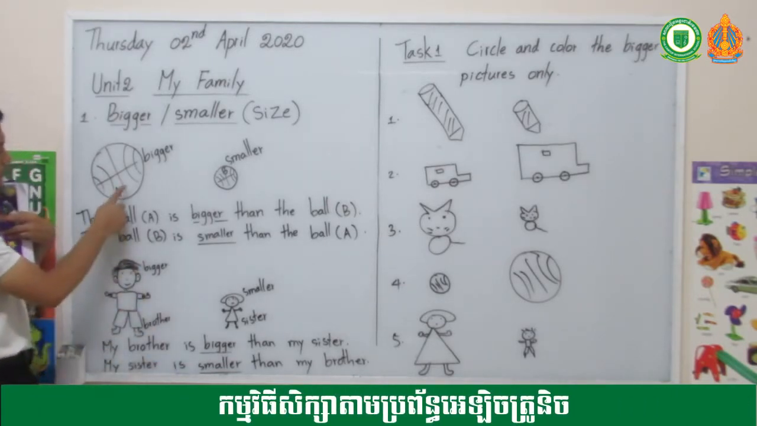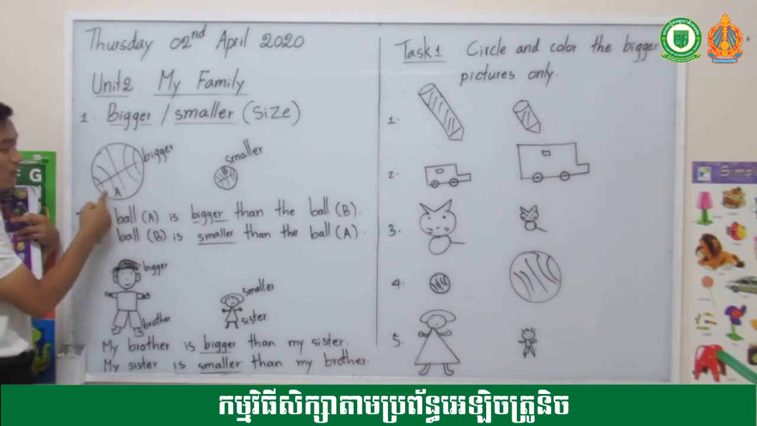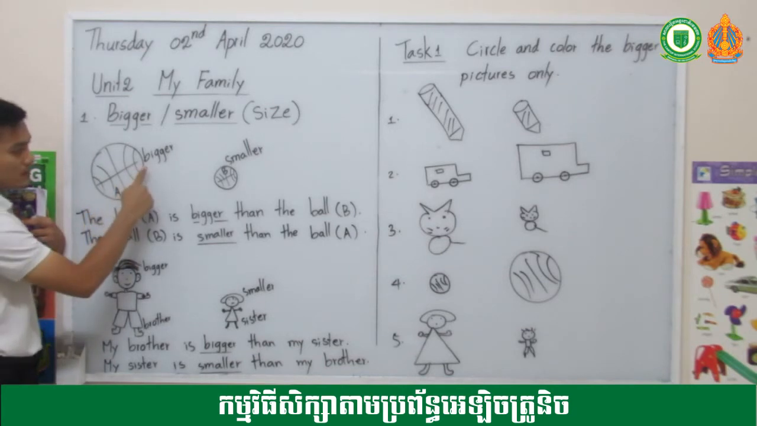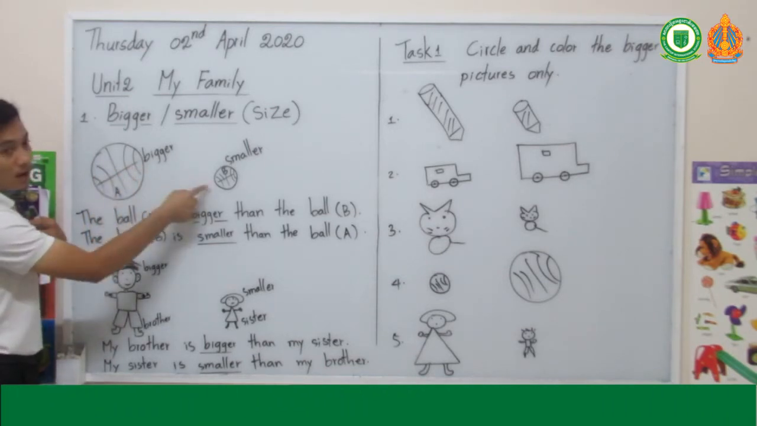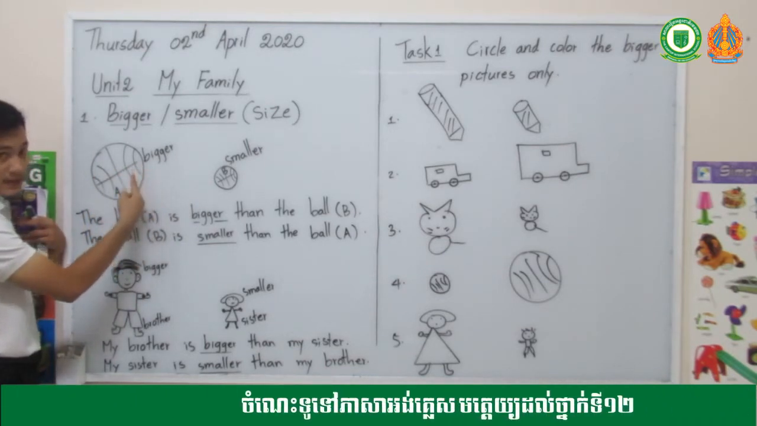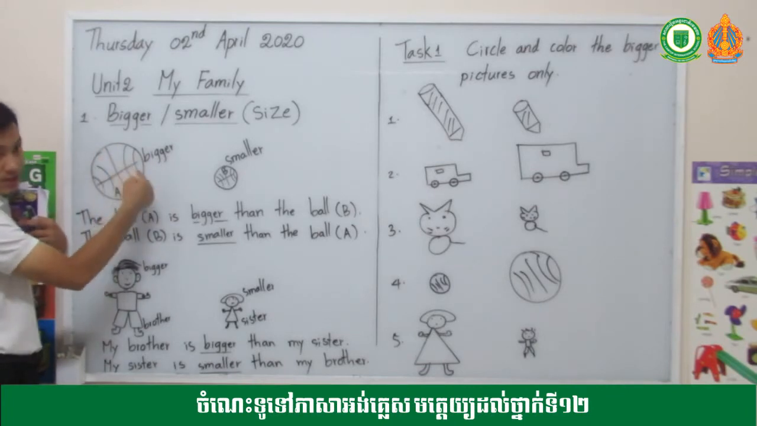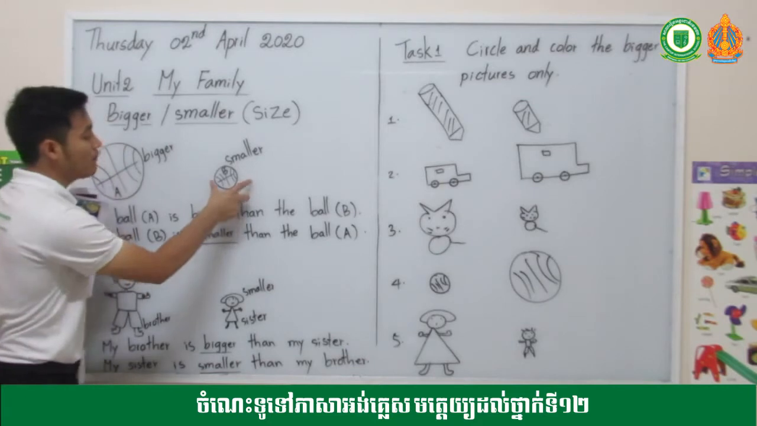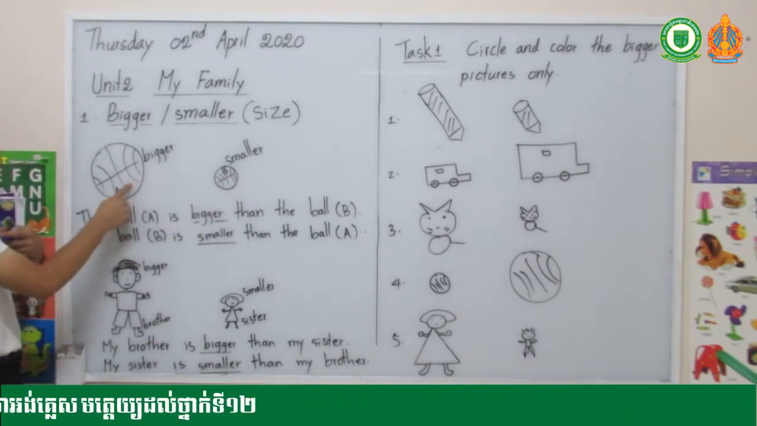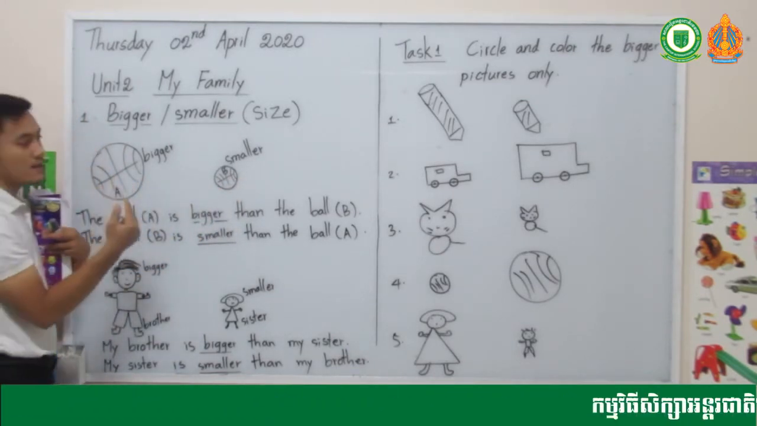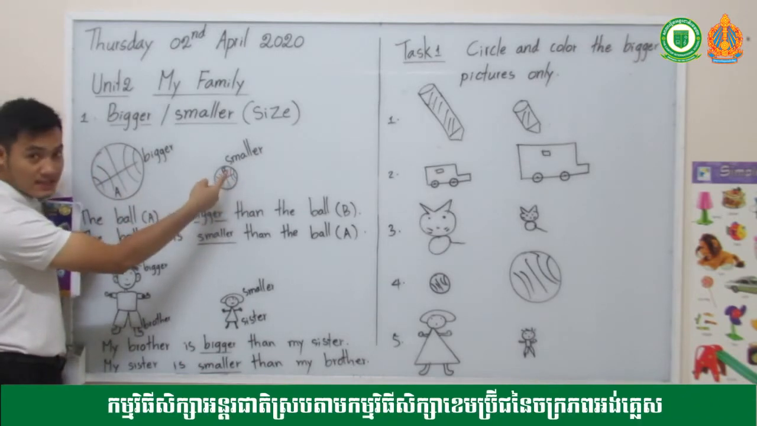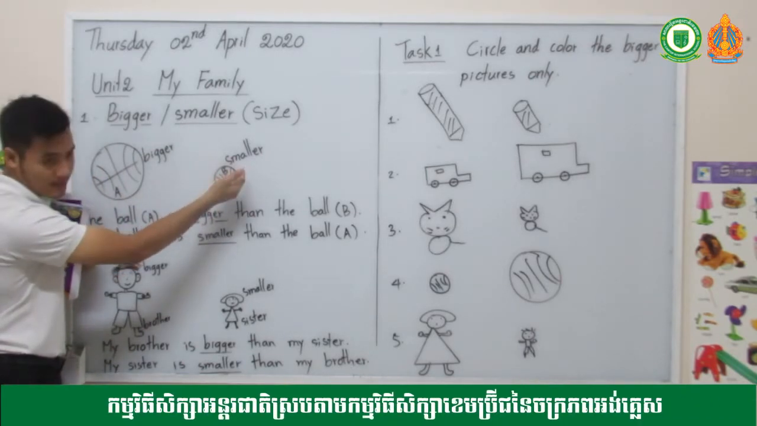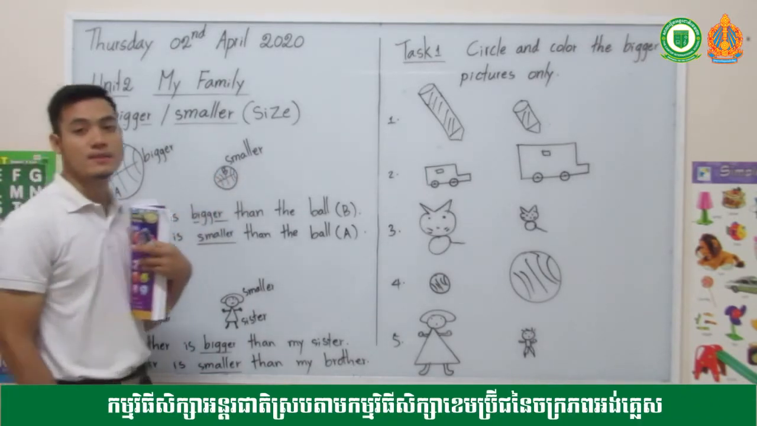So look, ball A, or we say number 1: is it bigger or smaller? Yes, you're right, it is bigger. And then you look at ball B and compare ball B to ball A, and you can answer that ball B is smaller. Yes, you're right, ball B is smaller.